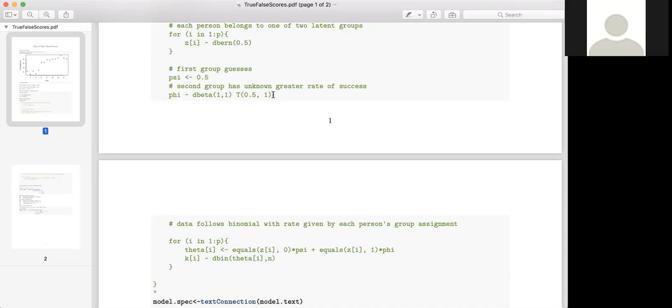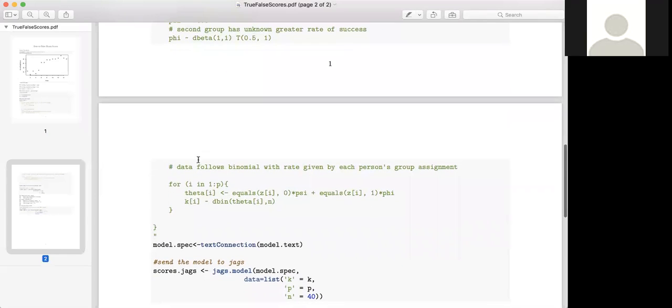I had a Beta(1, 1), which is uniform, and then truncated between 0.5 and 1. So I assume that the second group has some unknown but greater rate of success. Different from what Tony did, I didn't have an individualized probability over there, which would be a natural extension next.